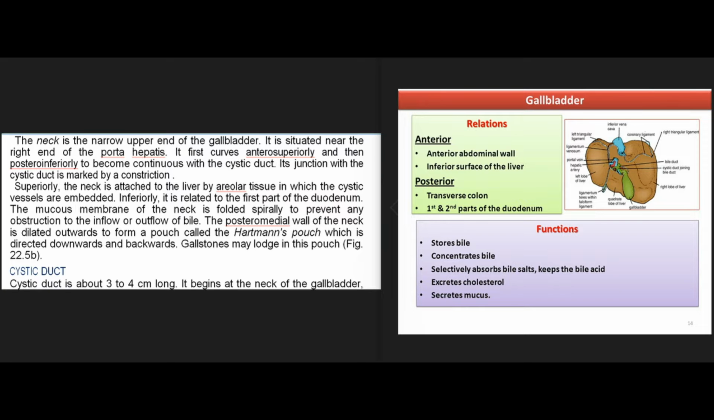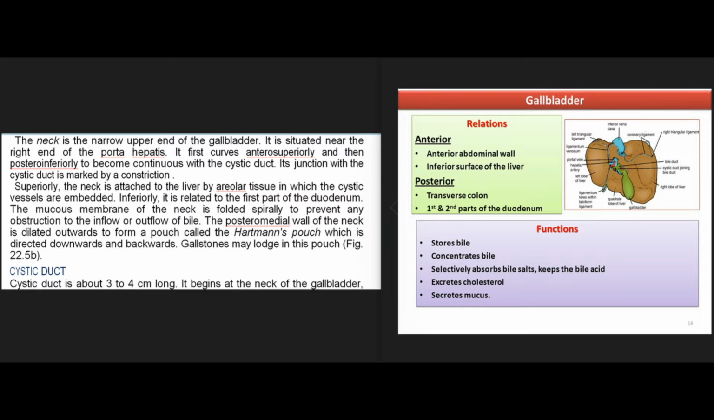The mucous membrane of the neck is folded spirally to prevent any obstruction to the inflow or outflow of bile. The posteromedial wall of the neck is dilated outwards to form a pouch called the Hartmann's pouch, which is directed downwards and backwards. Gallstones may lodge in this pouch, Fig 22.5b.